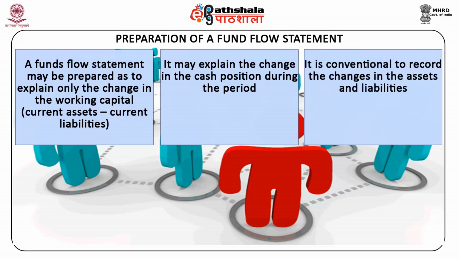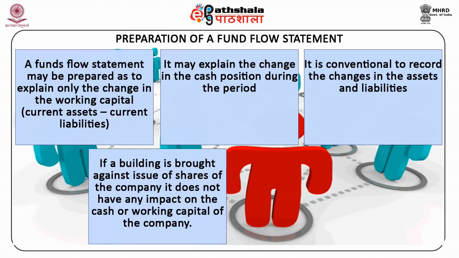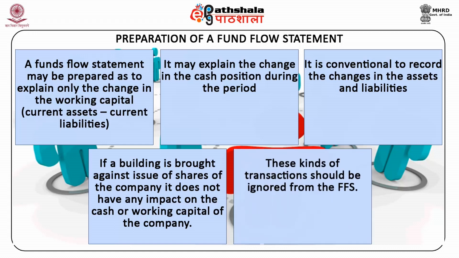Generally, it is conventional to record the changes in the assets and liabilities only if such changes have an impact on the cash or working capital position. For example, if a building is bought against issue of shares of the company, it does not have any impact on the cash or working capital of the company. Therefore, these kinds of transactions should be ignored from the FFS, which means fund flow statement. However, one may choose to include them in FFS if FFS is regarded as a statement conveying all changes in the assets and liability structure of a business.